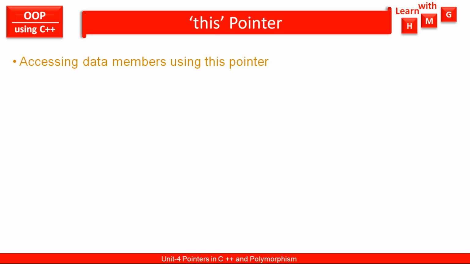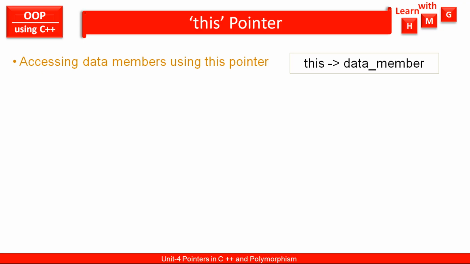Accessing data members using this pointer. Now this is one application or one use of this pointer in C++, that within a member function we can access data members using this pointer, and it is used like this. This is the syntax, that is this arrow operator and data member name. So this arrow operator and the name of the data member. So instead of using only the data member name, we can have a prefix, this arrow.